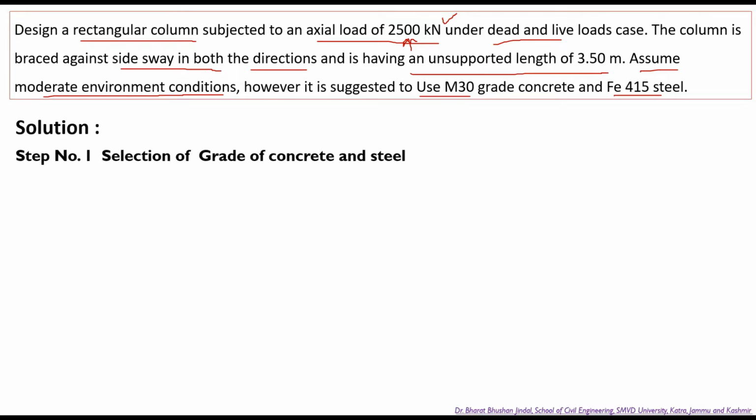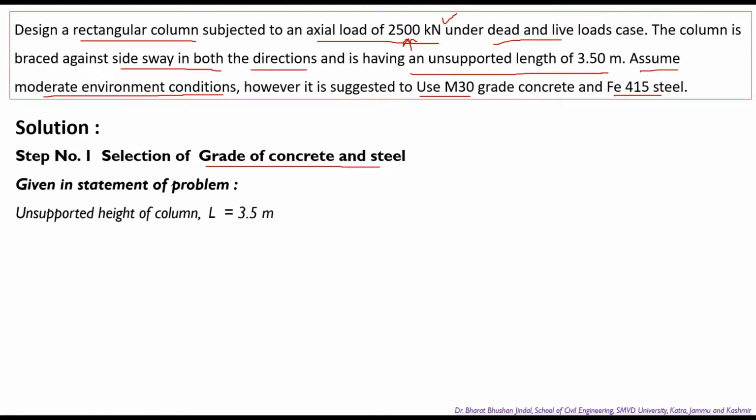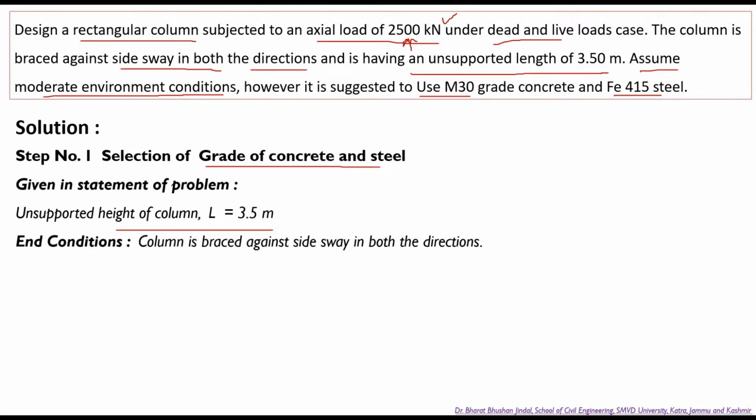First, in step number 1, we list the grade of concrete and grade of steel. The unsupported length is given in the numerical itself, that is 3.5 meters. The end condition is not properly specified, but it is given that the column is braced against side sway in both directions. So one thing is very clear: the column will be strengthened from both sides, so it will not fail in any type of buckling behavior. It is expected that it will behave as a short column.